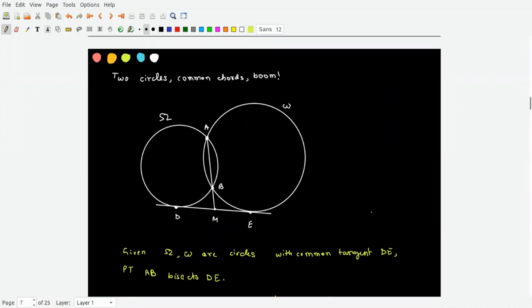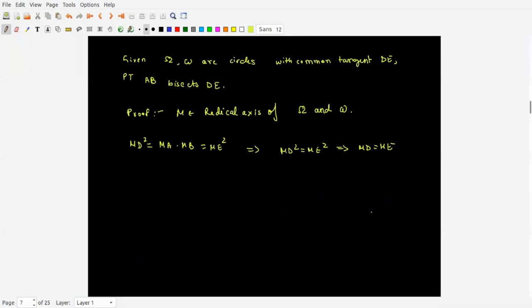Right. So this was our two circles common chords lemma. I actually forgot the name of this lemma, so I just made it up myself. Thank you. I have such a nice creativity.